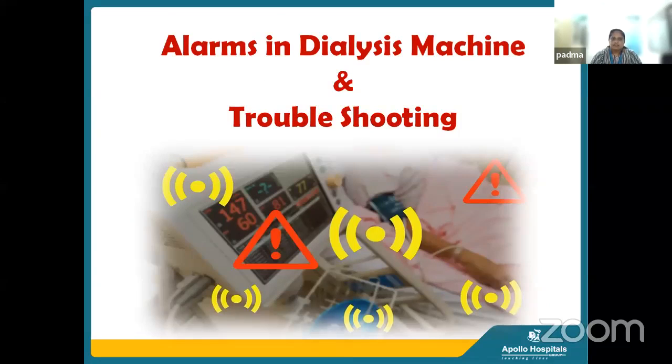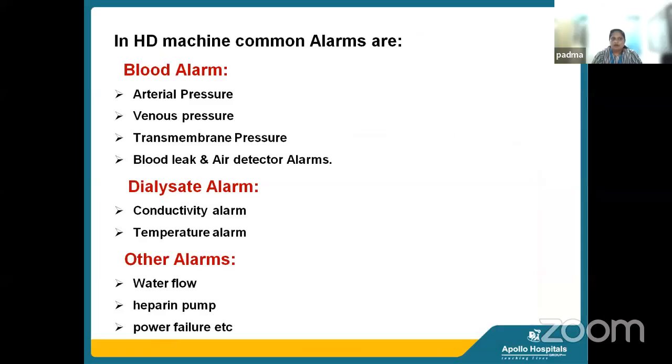Some of the alarms in the dialysis machine and troubleshooting. So, in the HD machine, common alarms are blood alarms. So arterial pressure: whenever there is line kinking, it will give an alarm. So we need to check the lines time to time, and venous pressure. Venous pressure also we need to check, and immediately we need to act, or otherwise we need to call the dialysis technician and set it properly. And the transmembrane pressure, blood leak and air detector, as we discussed in the diagram. And dialysate alarms will be the conductivity alarm and temperature alarm. Other alarms are like water flow, heparin pump and power failure, etc.